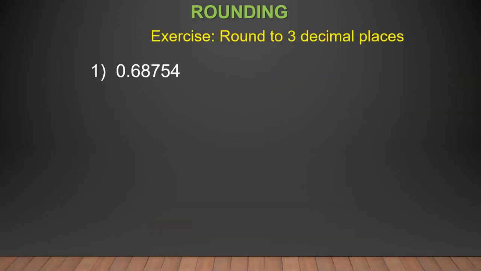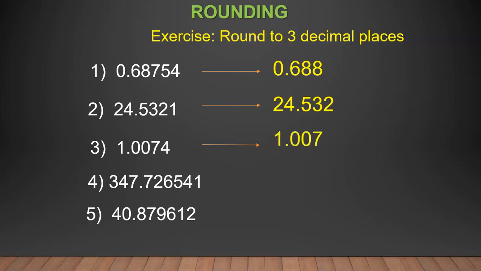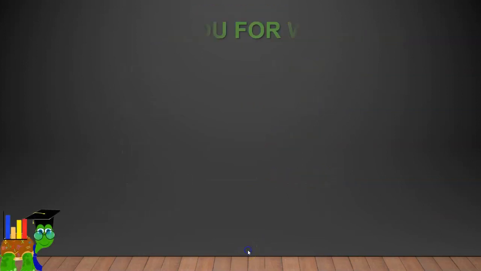Now we have our last exercise. So press the pause button again and press play when you're ready to see the answers. And these are the answers. For the first one, we have 0.688. Second one, 24.532. Third one is 1.007. Fourth one is 347.727. And the last one is 40.880. I hope you got all your answers right, and thank you for watching.